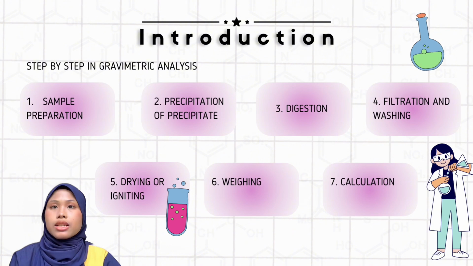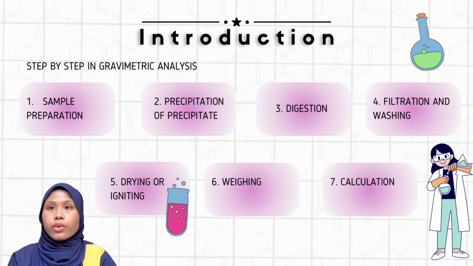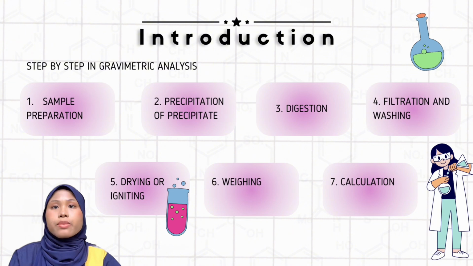There are several general steps involved in gravimetric analysis. First, sample preparation. We need to start by dissolving the analyte in a suitable solvent with suitable pH, concentration, volume, and temperature. Next, precipitation, which is when a reagent is added to form an insoluble solid with the analyte. Next, digestion is when the mixture is allowed to stand so that the particles grow bigger and are easy to filter.